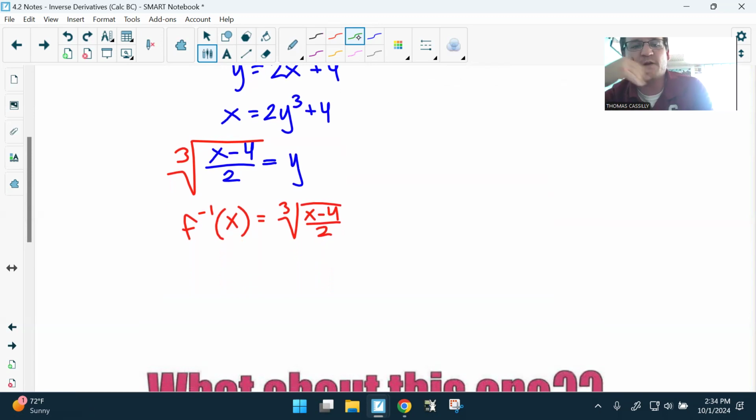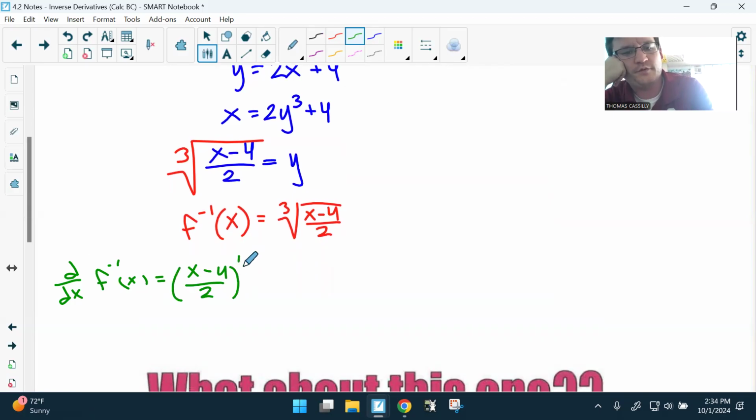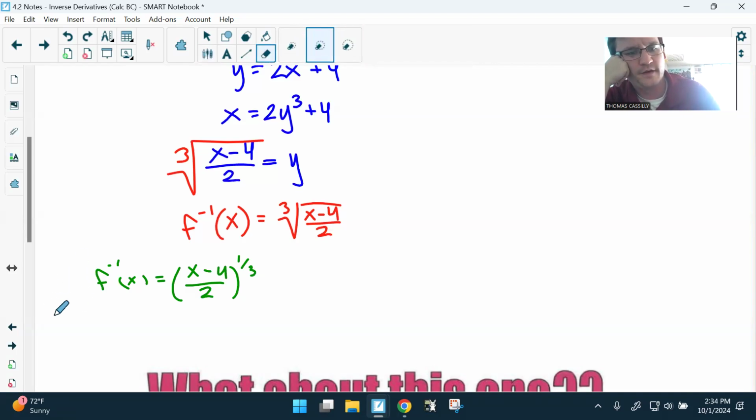The cube root, I'm going to go ahead and say, let's see, d dx of f inverse of x. Let's see, that's going to be x minus 4 over 2. That's all to the 1/3 power. Actually, these are not equal. So let me get rid of this d dx. All right, that's what it is.